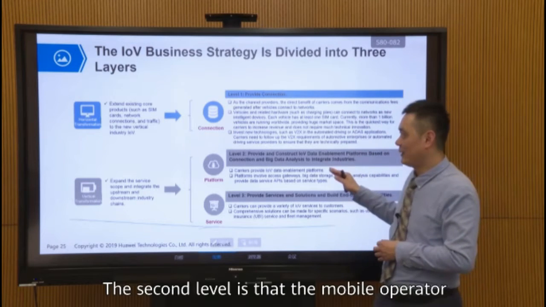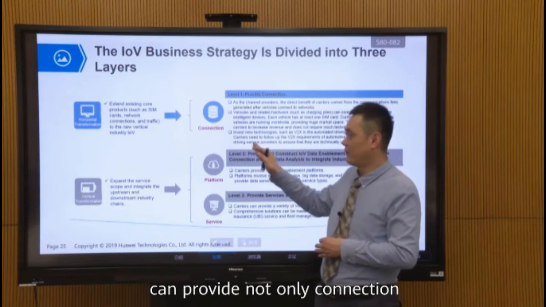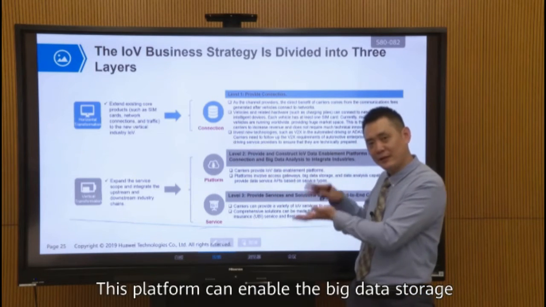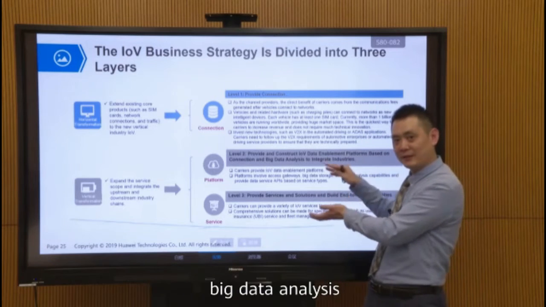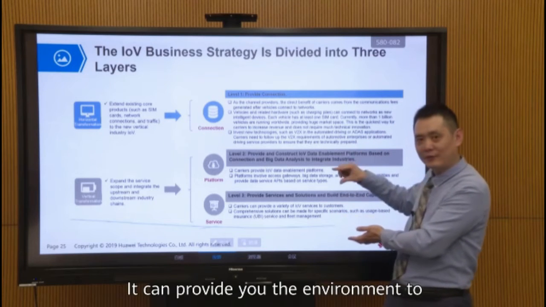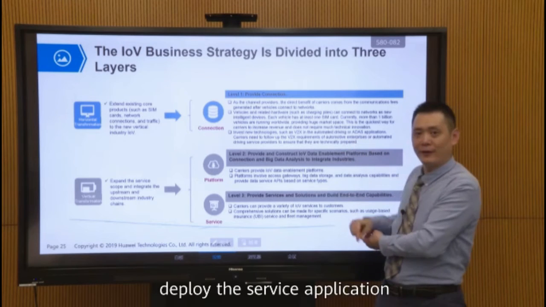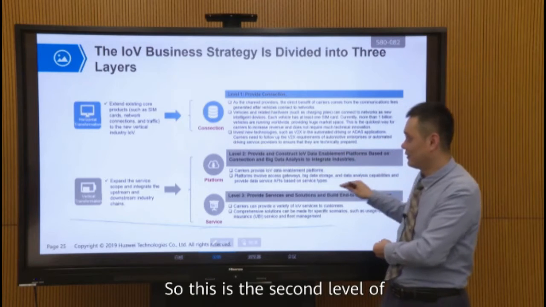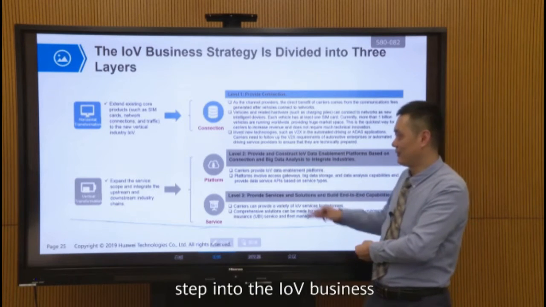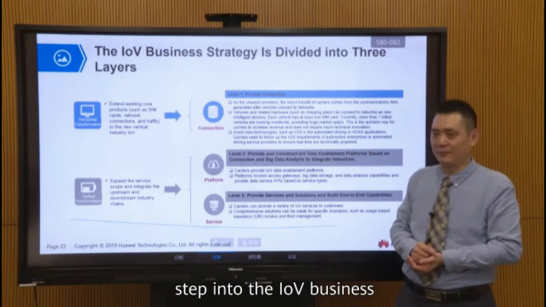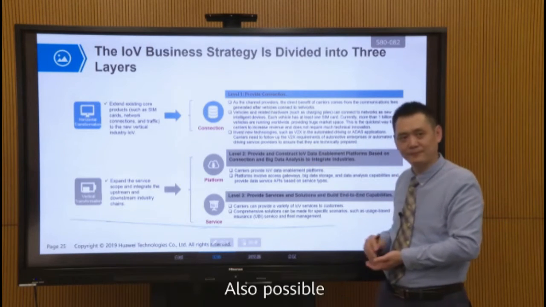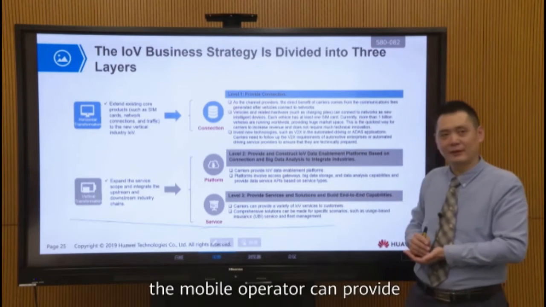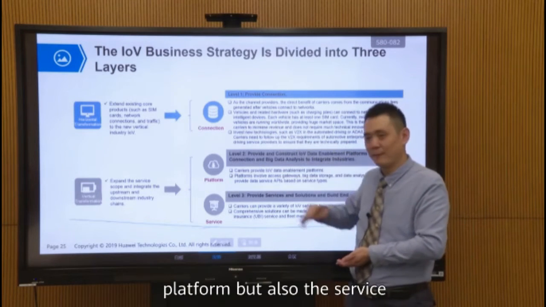The second level is that the mobile operator can provide not only connection, but also a platform. This platform can enable big data storage, big data analysis, and it can provide you the environment to deploy the service application. So this is the second level of the operator stepping into the IoV business. Also possible.